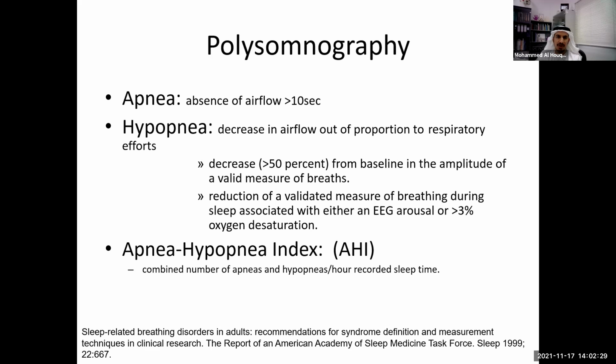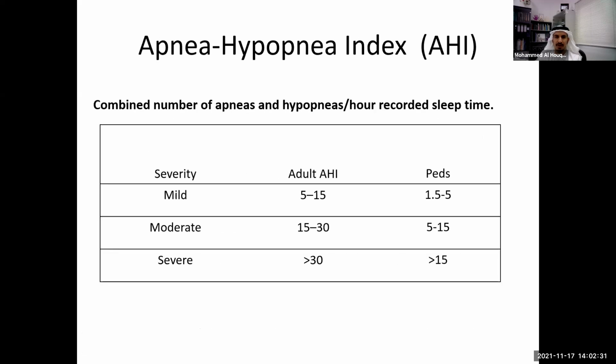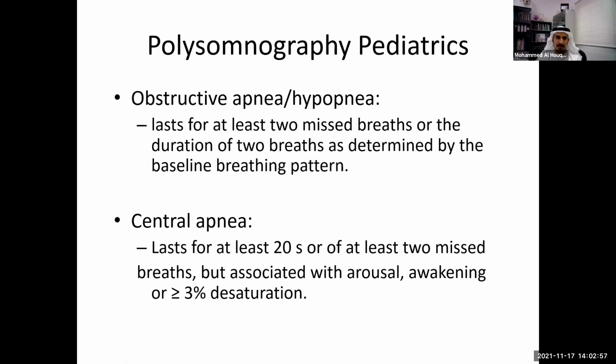Now, this index is really helpful to classify patients whether they're mild, moderate, or severe. So mild in adults is 5 to 15, moderate 15 to 30, and severe more than 30. However, in pediatrics, mild is 1.5 to 5, moderate 5 to 15, and severe more than 15. This is very important. And also some of the criteria in scoring is different between adult and pediatrics. Okay.